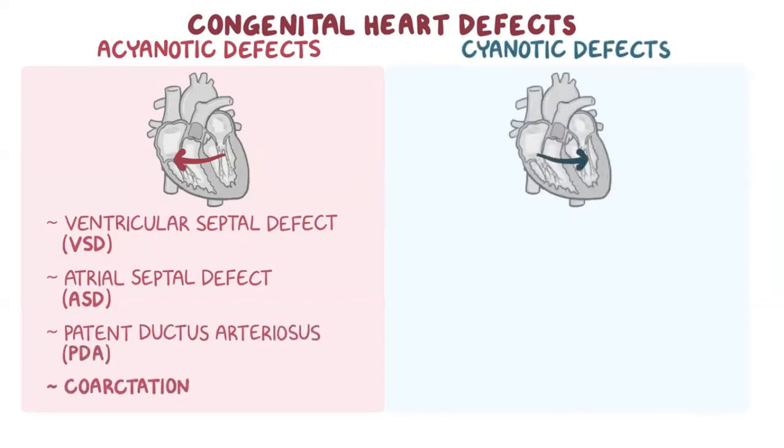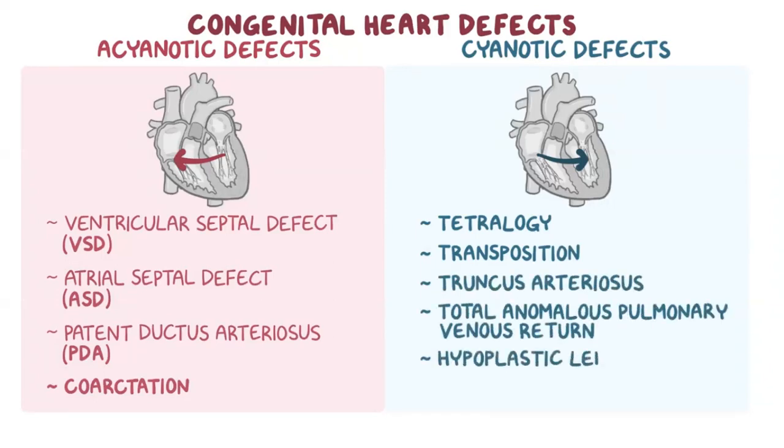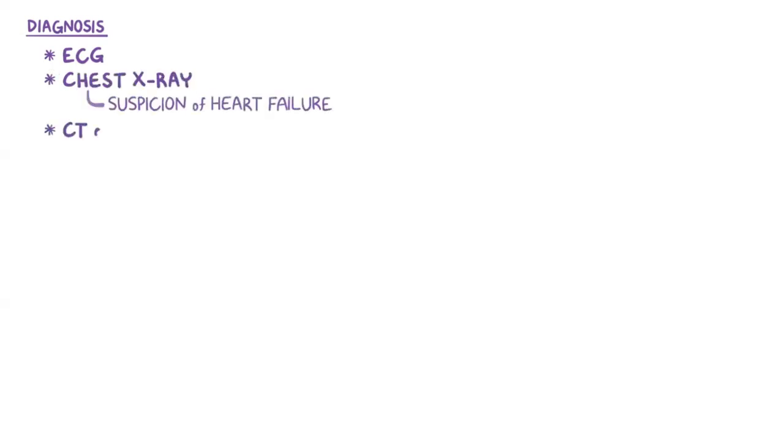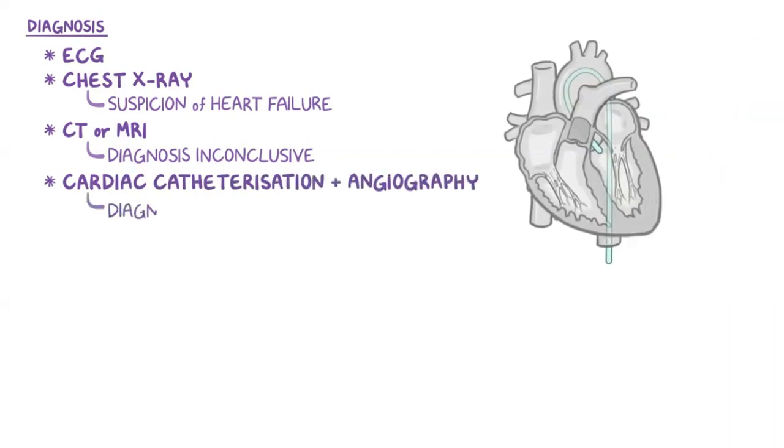Cyanotic defects present right-to-left shunting and include five conditions: tetralogy, transposition, truncus arteriosus, total anomalous pulmonary venous return, and hypoplastic left heart syndrome. Usually the diagnosis is then confirmed by echocardiography. An ECG should be performed as part of the initial workup. Chest X-ray is important when there's suspicion of heart failure, and sometimes a CT or MRI are done if the diagnosis is inconclusive. Rarely, cardiac catheterization and angiography is used if the diagnosis remains uncertain after non-invasive studies.